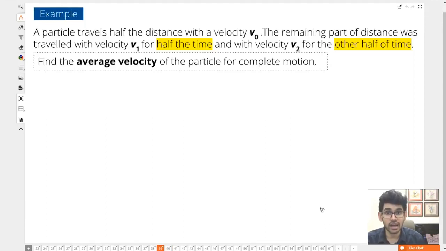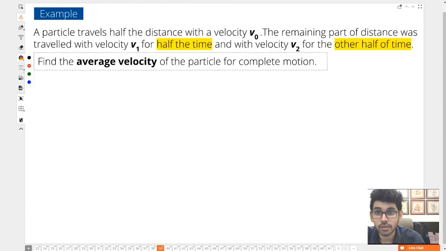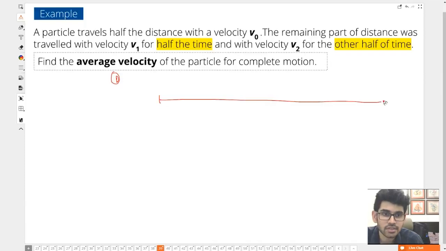A particle travels half the distance with velocity v0 and the remaining half with v1 for half the time and v2 for the other half of the time. Okay, so everybody start solving this. So a particle travels half the distance. Let's call the entire distance D. So half the distance is D by 2, and this is also D by 2.